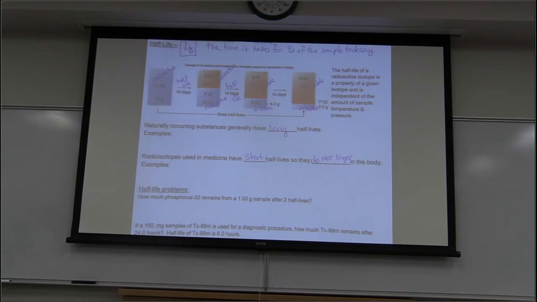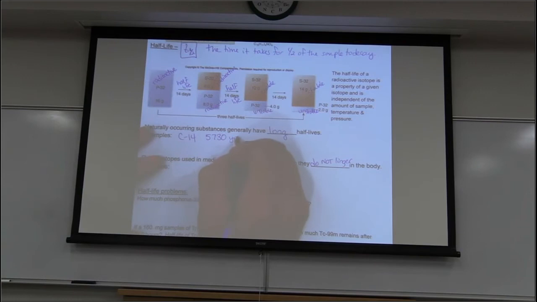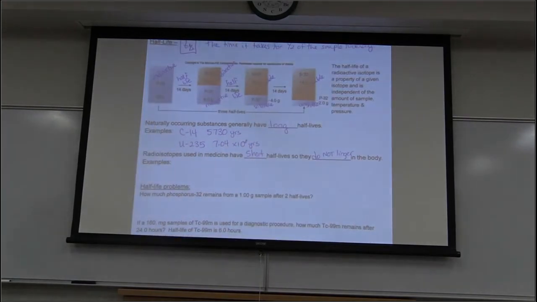Some examples of naturally occurring isotopes, you have heard of some of these. Carbon-14, it is 5,730 years. Uranium-235, 7.04 times 10 to the 8th years. And somebody wants to ask, what? How do they know?